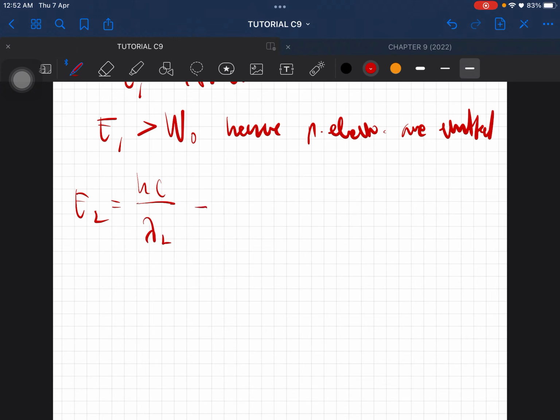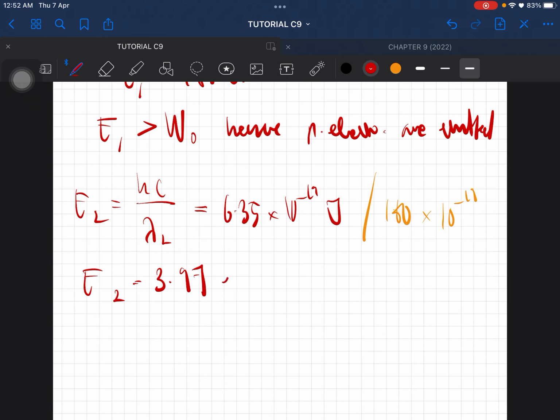And then for the second energy, hc over lambda 2, this gives us 6.35 times 10 to the negative 19 joule. Again, divide this by 1.6 times 10 to the negative 19. So this gives us 3.97 electron volts.